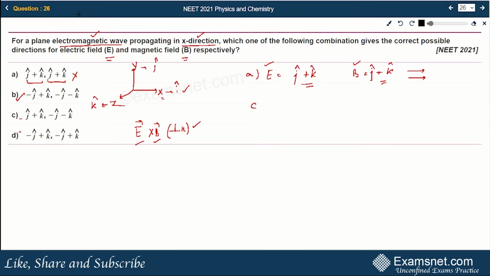So option C is vector E is given as j cap plus k cap, and magnetic field, that is B, is given as minus j cap minus k cap.